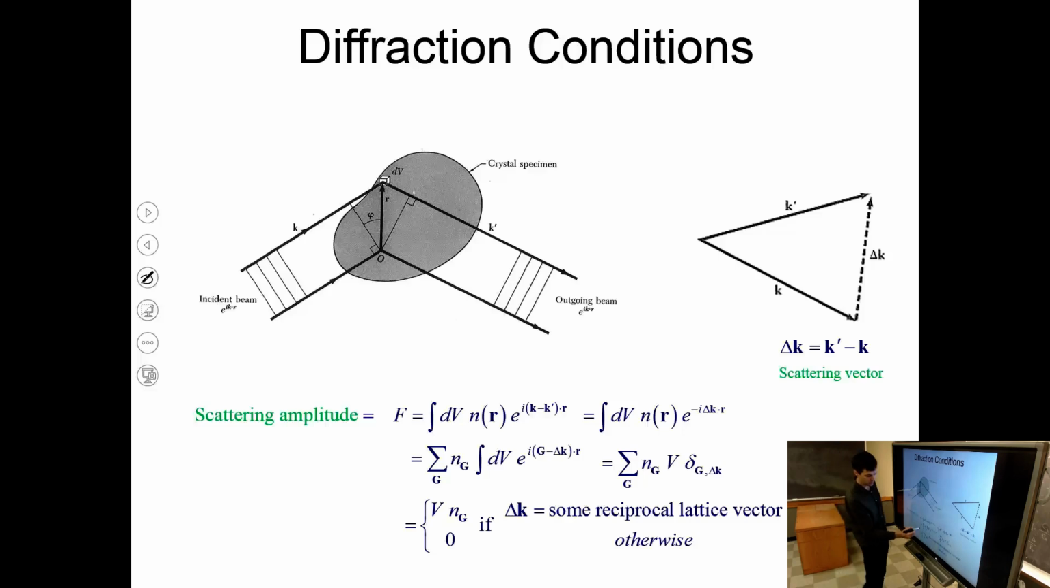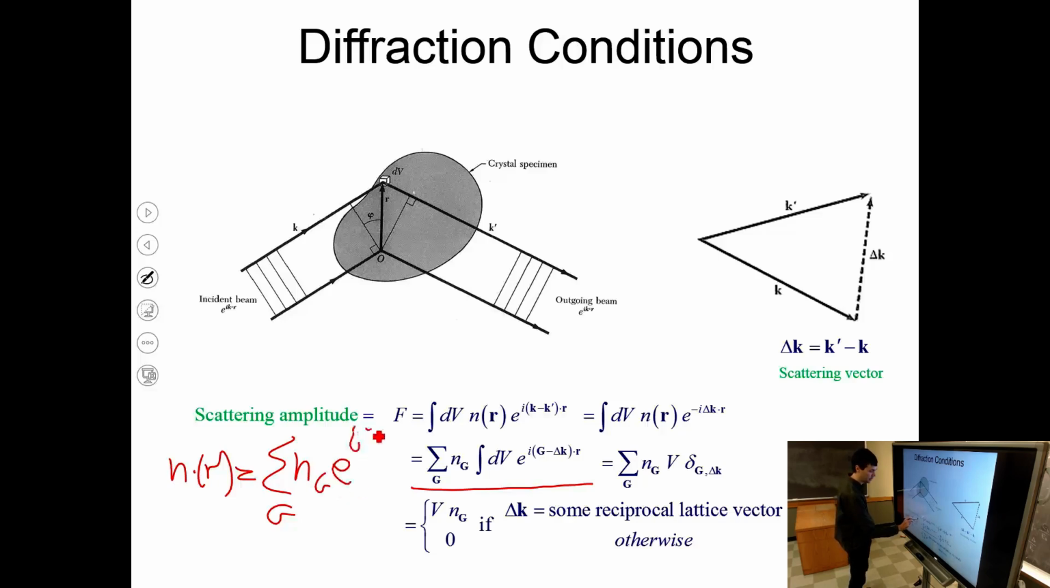So this part here is obtained from here by substituting n of r with the definition from the previous slide, which is in the basis of g vectors, the sum over g of n_g e to the i g r. So if you plug in this definition for decomposing the n of r function in the basis of the reciprocal lattice as a Fourier transform in the reciprocal lattice basis, you will get from this formula to this formula.